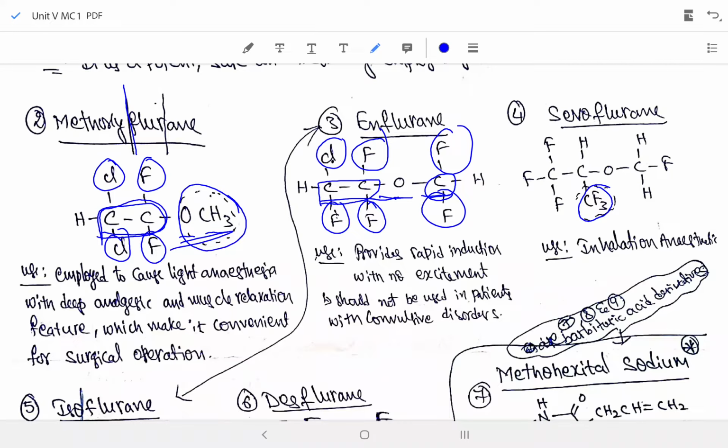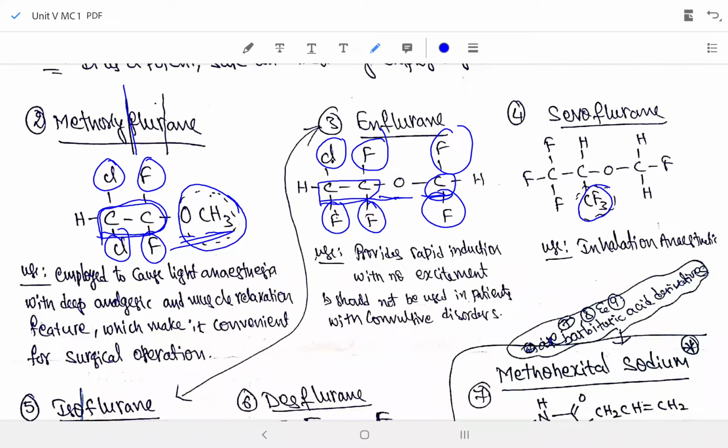And the rest of the examples will have ethoxymethane in enflurane, sevoflurane, isoflurane and desflurane. Among these 4 agents, we have to compare enflurane and isoflurane with respect to the chlorine and fluorine positions, because the molecular formula is the same. Then you have to remember sevoflurane and desflurane separately. So this is how you need to practice.